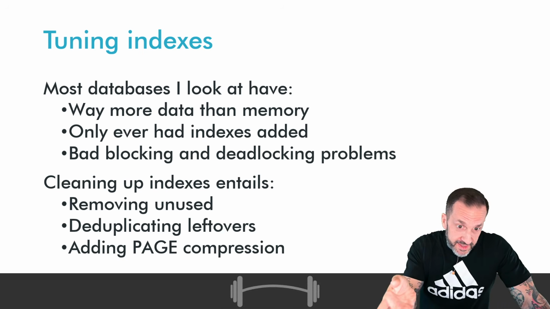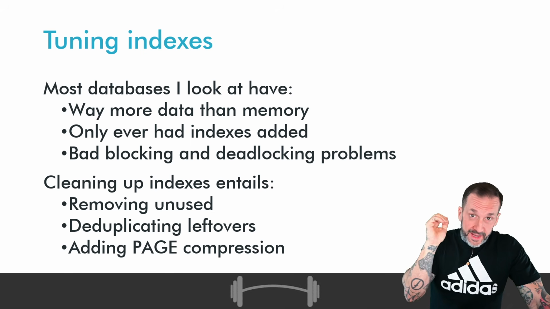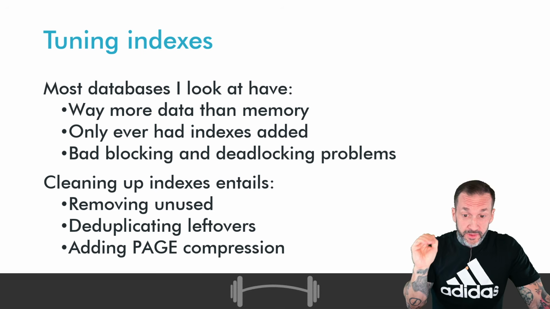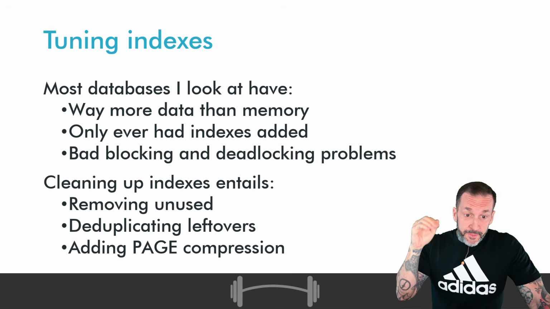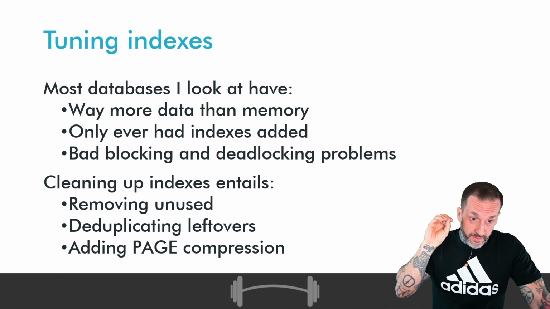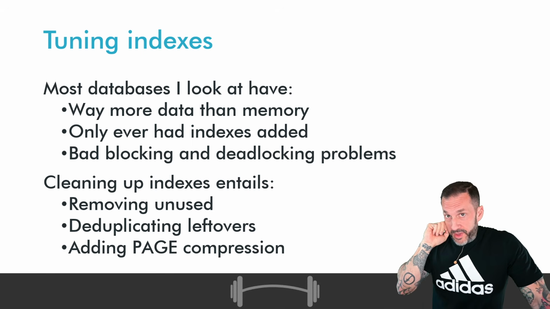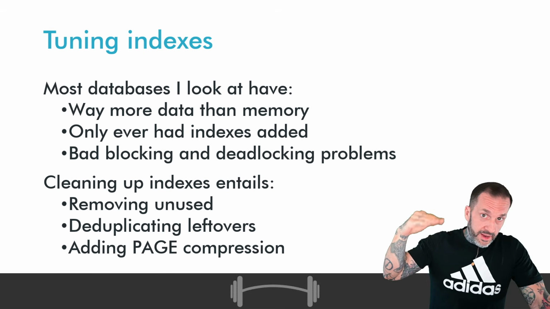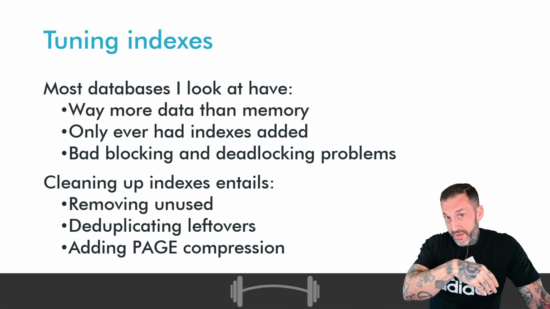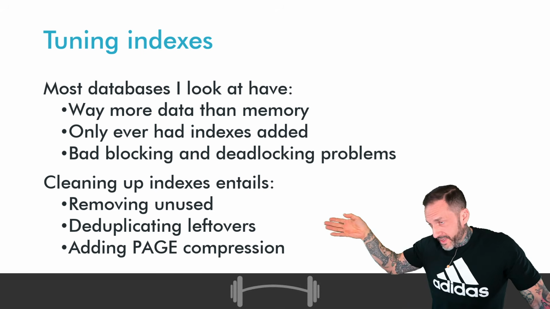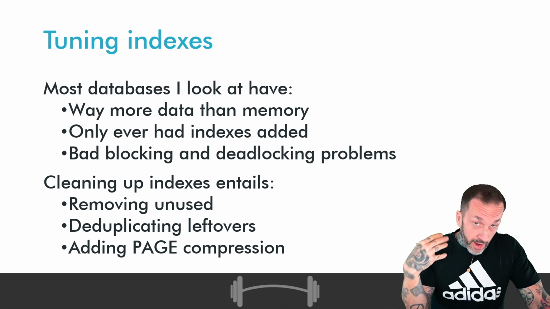Most of the databases that I look at have way more data than memory, have only ever had indexes added. It seems to be like an append-only operation, and have lots of bad deadlocking problems. And cleaning up unused and duplicative indexes can help reduce these things, right? So you have fewer indexes, you have fewer objects competing for buffer pool space, you have fewer lock escalations. And if you have transaction log throughput trouble, or you have an AG where sending all these index changes across to other nodes is a pain, getting rid of these sort of unhealthy indexes is very useful.